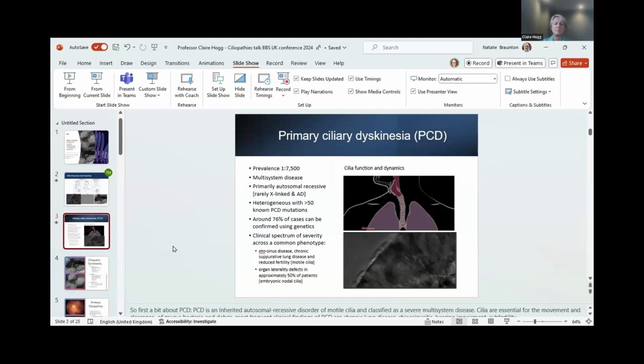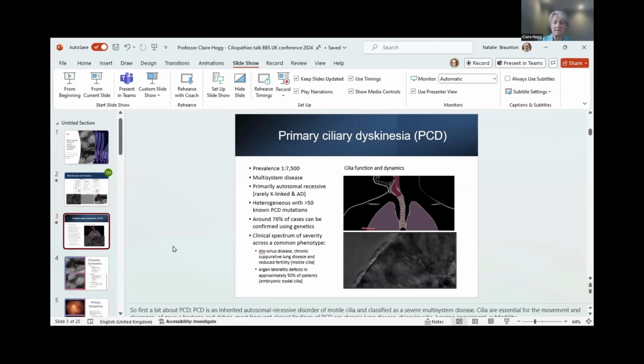This is probably one of the best understood motile ciliopathies. It's not nearly as rare as the syndromic or primary ciliopathies, and in fact, the prevalence here, the most recently published data of 1 in 7,500, is probably an underestimate. We think it's much more common than this and is probably going to approach close to 1 in 5,000, maybe even a little bit more than that. We have a lot of undiagnosed patients with primary ciliary dyskinesia in adult bronchiectasis clinics still.